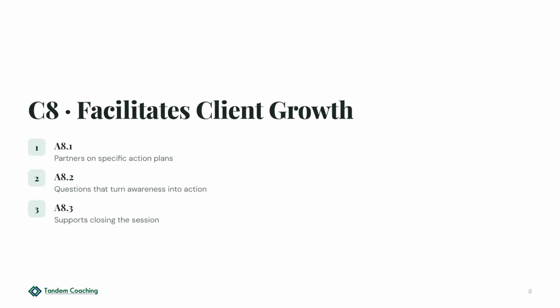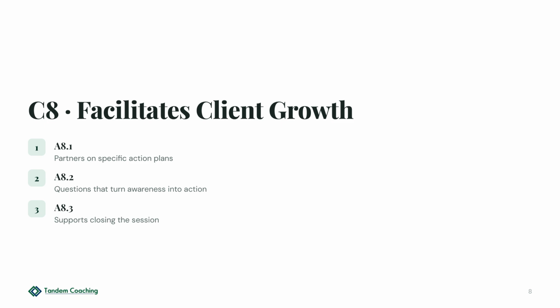Competency 8 facilitates client growth. A8.1, the coach partners with the client to create or confirm specific action plans. A8.2, the coach asks questions to support the client in translating awareness into action. A8.3, the coach supports the client to close the session.